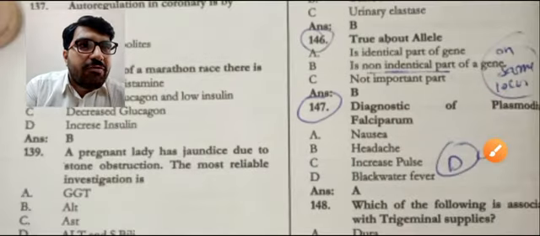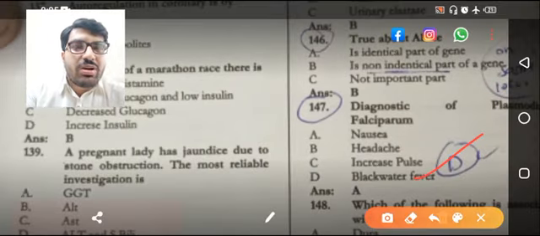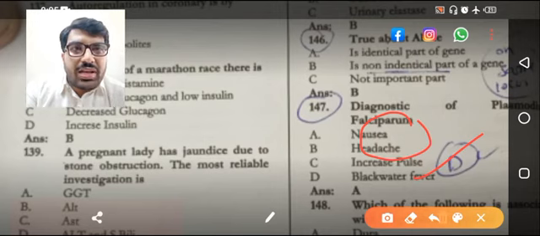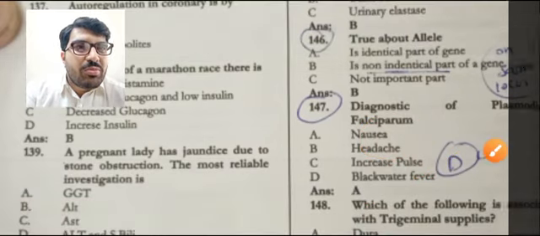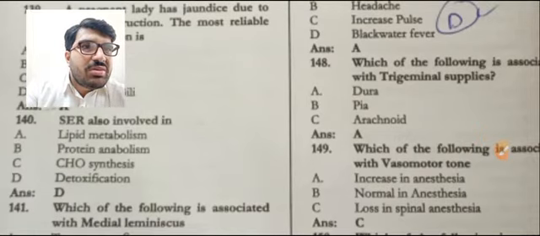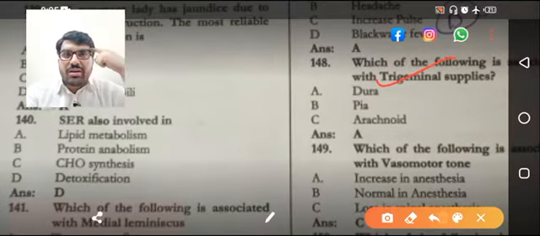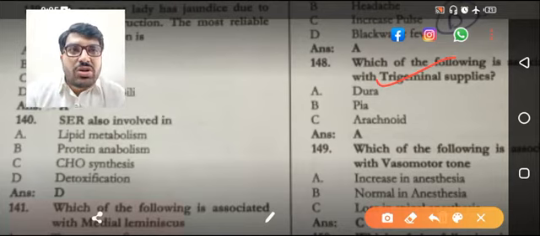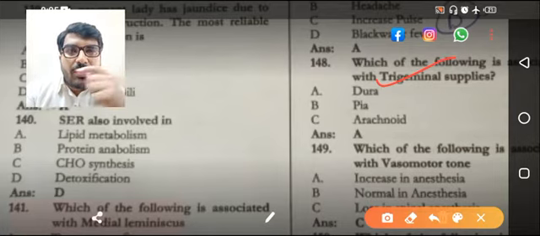Coming next, diagnostic of Plasmodium falciparum. The answer is black water fever, because that is diagnostic for Plasmodium falciparum. The other three things can occur in any type of malaria or any type of disease, but black water fever is for this. Which of the following is associated with the region that supplies the dura mater? The headache a person is having is because of this dura mater. Another MCQ is: dura, pia or arachnoid, which have the pain receptors? The answer is dura mater.